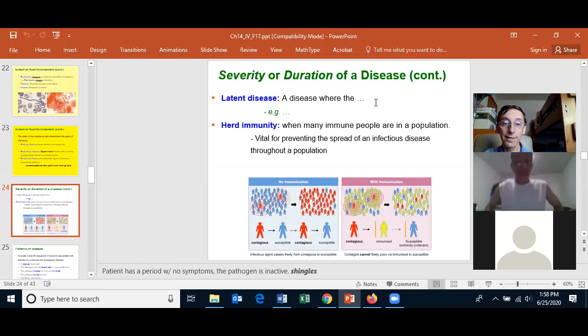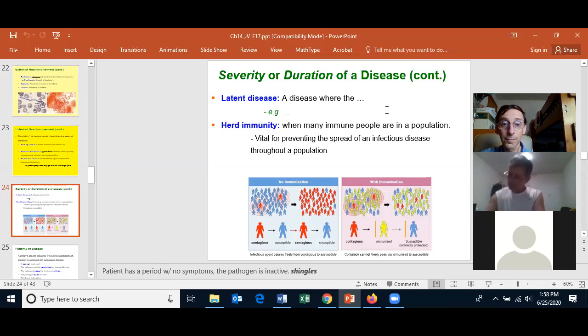The best example of that would be when a child gets chicken pox, and then the agent goes latent. It's staying in the patient, and then many years later, maybe many decades later, the agent comes out of latency and then causes shingles.